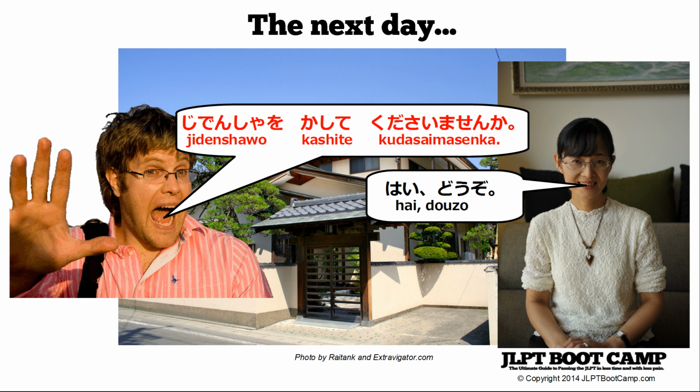But you ask her, jidensha o kashite kudasaimasenka. So jidensha is bicycle. Kashite is loan. And kudasaimasenka is a very polite way to make a request. This could be for someone above you or for something bigger. Here you're requesting a bike, and so this isn't like water or something that's very easily given. It has a little bit more weight to it.